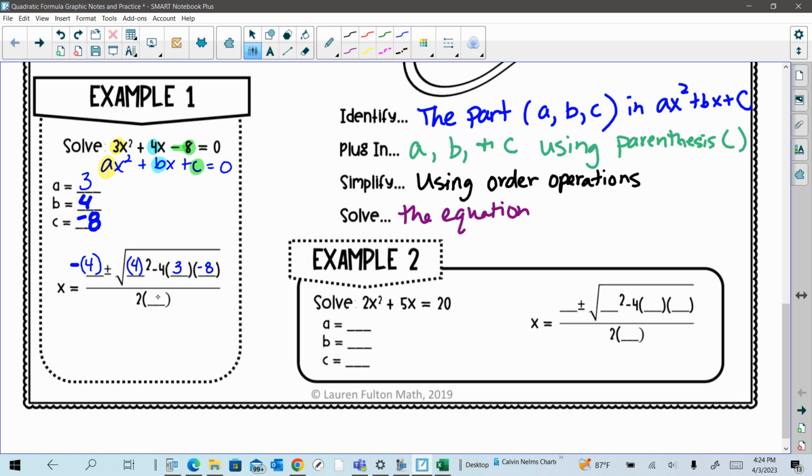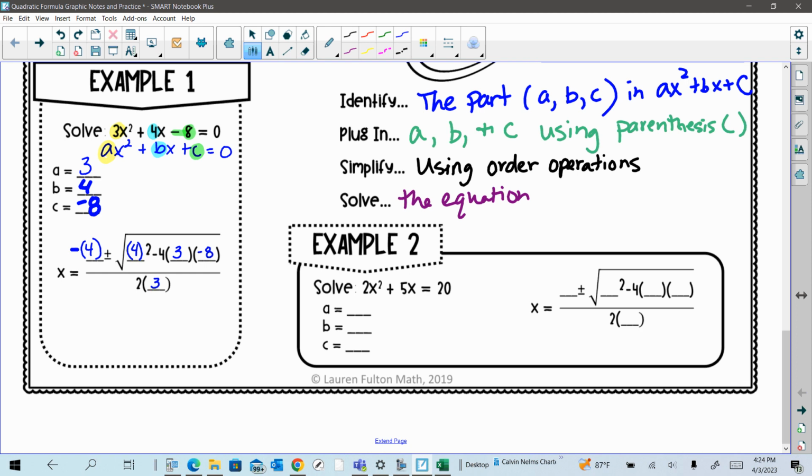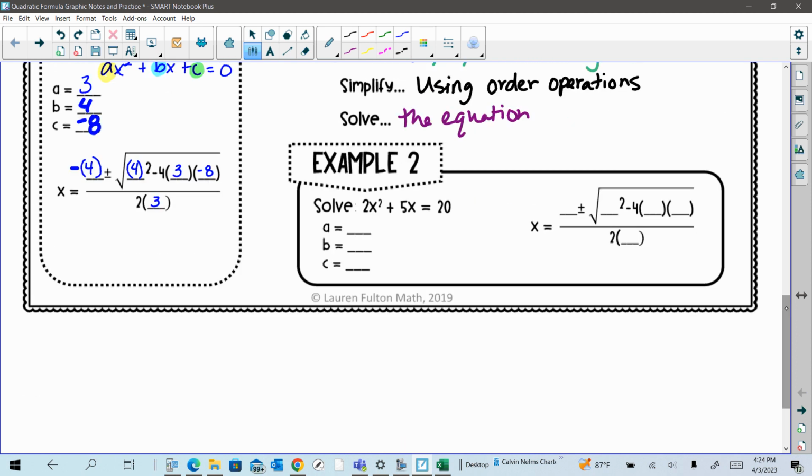So now I'm doing 2 times 3. So 3 is in the parentheses. So now, order of operations says that we are going to, let me extend my page just a second. We're going to do our exponent first, okay? So when I simplify this, and I think my font's good, I have a -4 plus or minus the square root, 4 squared is 16, minus, and then I'm going to do my multiplication.